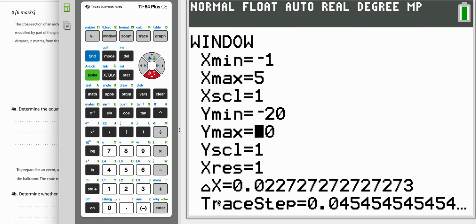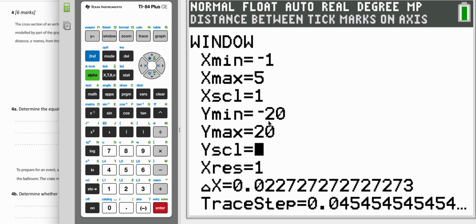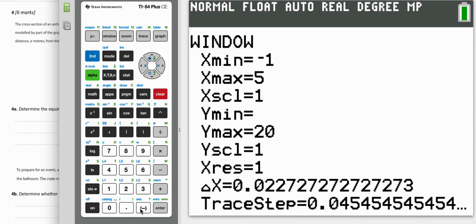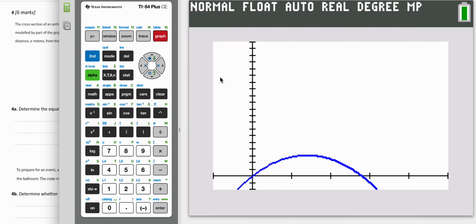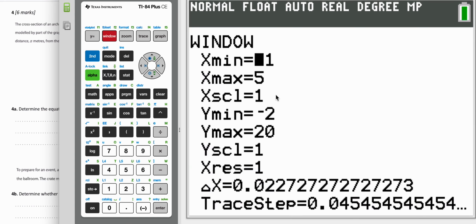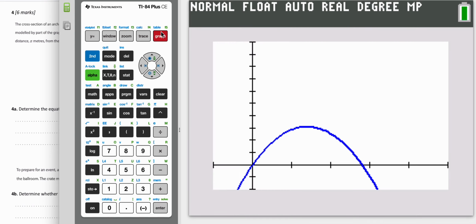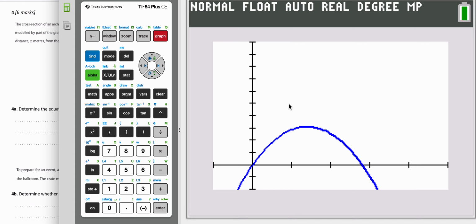So we could change this to -20, for example, and 20. Let's try that for now. In fact, we don't really need the negative part of this, so we could just change that to -2. And we can now see much clearer what's happening. If we wanted to, we could again change the y value. I could just go as far as 10, and that's going to make it even clearer to see. So we're trying to find the maximum point.